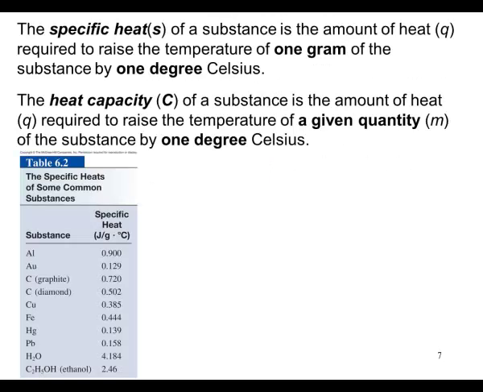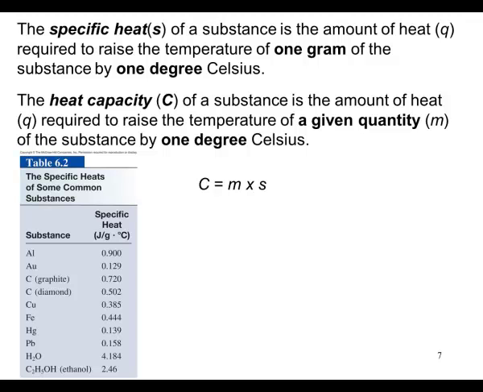The specific heat of a substance is the amount of heat, Q, required to raise the temperature of 1 gram of substance by 1 degree Celsius. The heat capacity, C, of a substance is the amount of heat, Q, required to raise the temperature of a given quantity of the substance by 1 degree Celsius. Here's a table of specific heats.